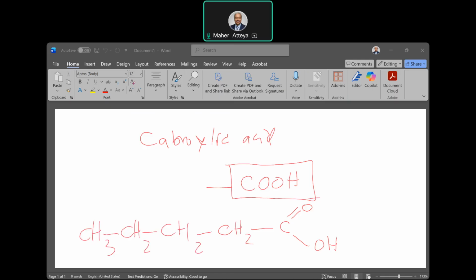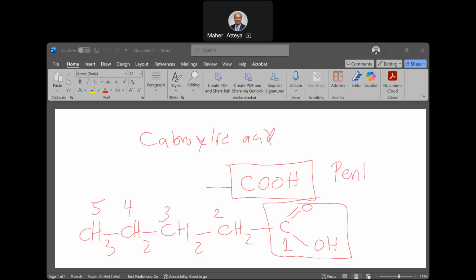We are looking at the ending of a carboxylic acid. So how do we name this? Well, we number the carbons. The carboxylic carbon is always number 1, then 2, 3, 4, and 5. So with 5 carbons, that's pentane. Now you take the E out and add OIC acid. So this is pentanoic acid.